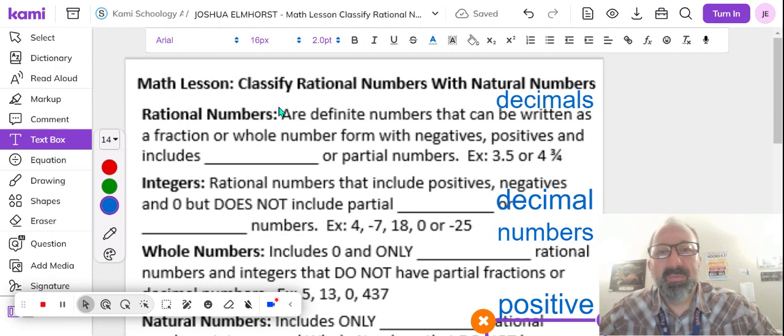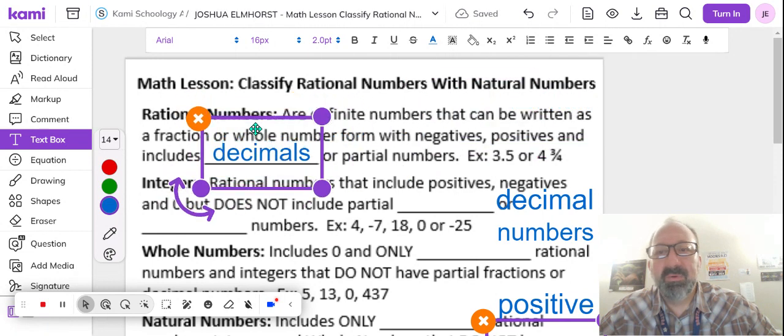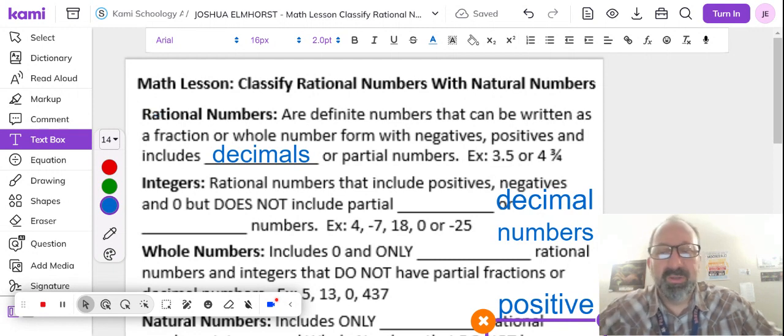Rational numbers are defined as numbers that can be written in fraction form or whole number form, with negatives, positives, and this includes decimals or partial numbers. Rational numbers for 6th grade are going to be all defined numbers. Any number that can be defined, including repeating decimals, gets first and foremost the rational number classification. Now, out of all these numbers, if you remove some of the parts of the numbers, they can get another classification.